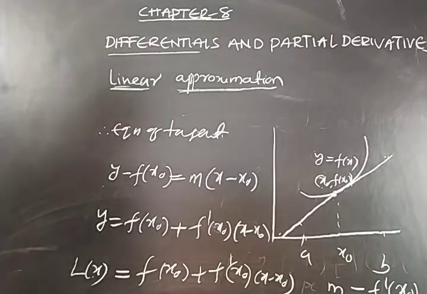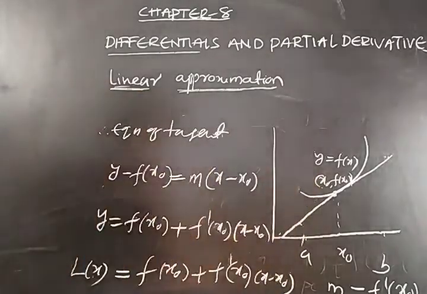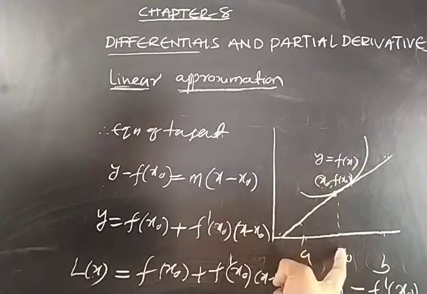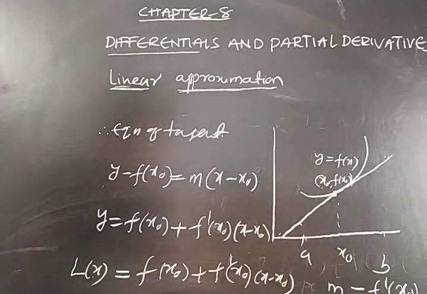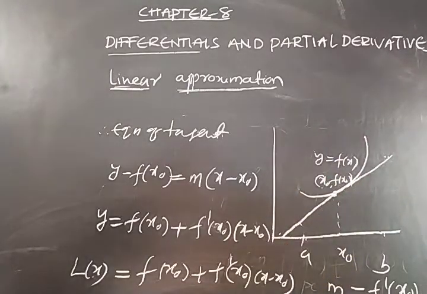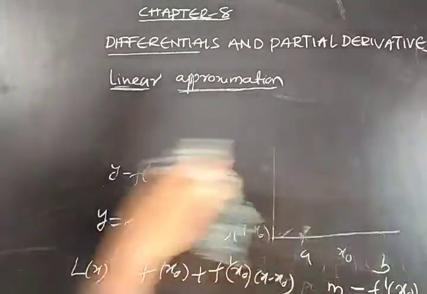Using linear approximation we can find the function value. By using this linear approximation we can find the function value near the chosen point x naught. So it will give the nearest value to the required function value.